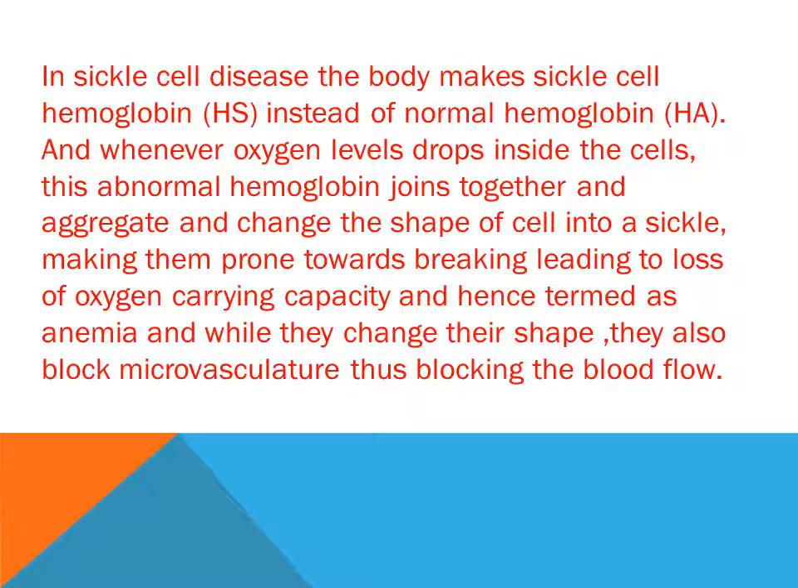In sickle cell disease, the body makes sickle cell hemoglobin, HS, instead of normal hemoglobin, hemoglobin A, represented by HA. And whenever the oxygen level drops inside the cells, this abnormal hemoglobin, that is sickle hemoglobin, joins together and aggregates, and this aggregation changes the shape of the cell into a sickle, making them prone towards breaking.